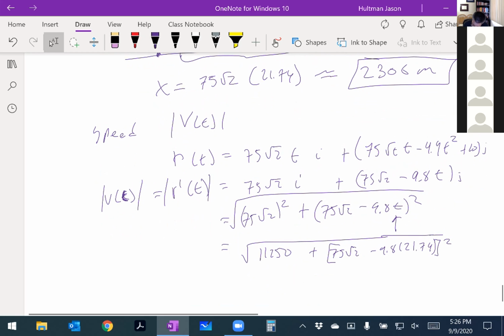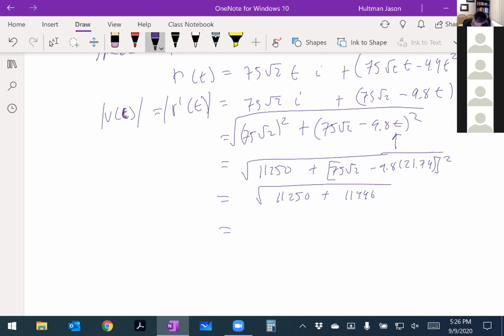Which comes out to be 11250 plus approximately 11446, which is equal to the square root of 22696, which is approximately 150.65 meters per second.